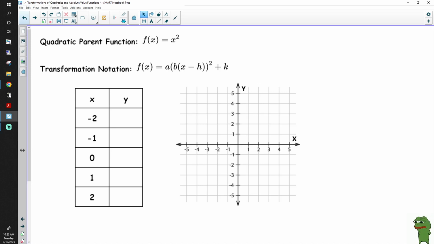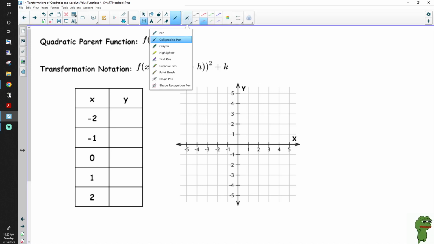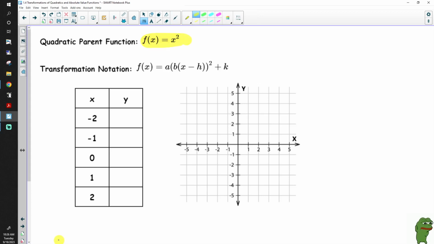Just like before, this is our parent function. It's the simplest quadratic that exists. What makes it a quadratic is that it's x raised to the second power. Any function with x to the second power as your biggest exponent is automatically a quadratic. Okay? But this one's the simplest.